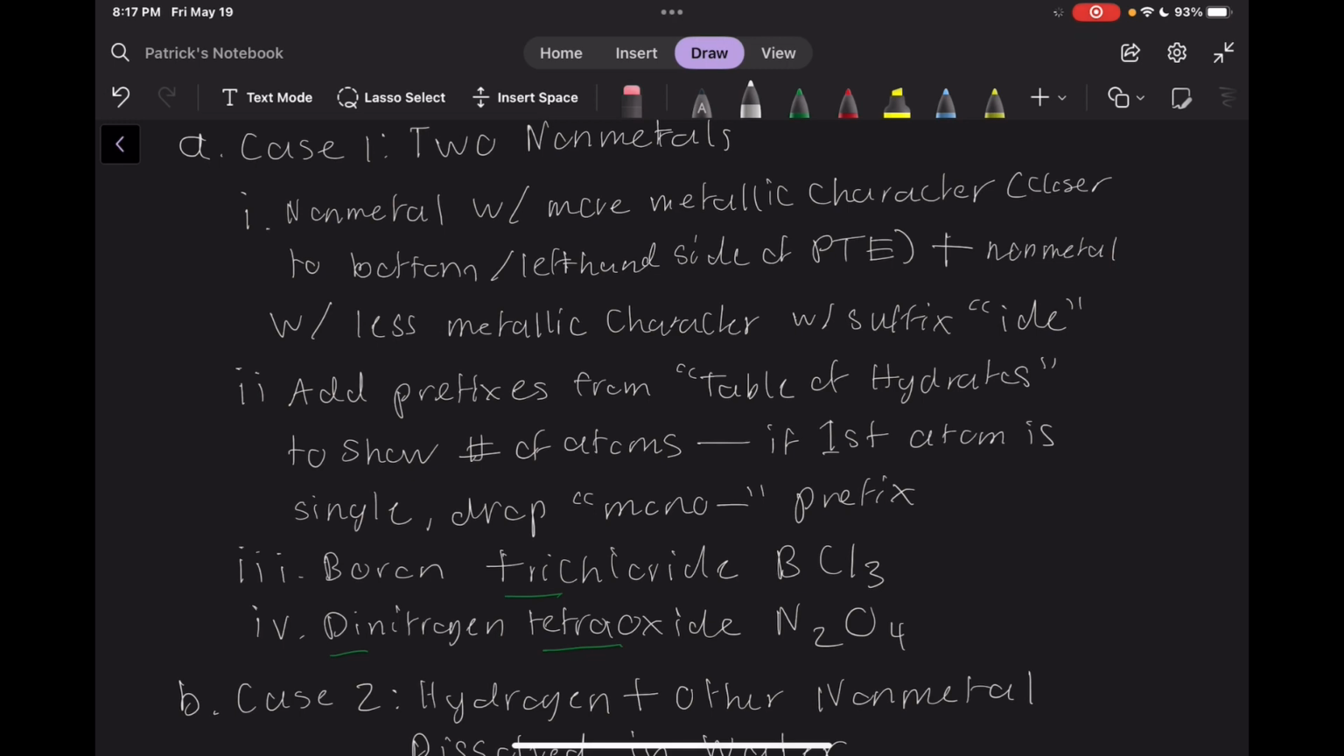Oh, a quick reminder here. If there is only one atom of the first atom, the atom with more metallic character, we don't have to add the mono prefix. We can just write it as is the case with our first example, boron trichloride. We don't need to write monoboron trichloride. Our second example is dinitrogen tetroxide, which has 2 nitrogen atoms and 4 oxygen atoms. Convenient, isn't it? We can tell the exact number of atoms in this molecule just by looking at the name. That's the magic behind nomenclature.